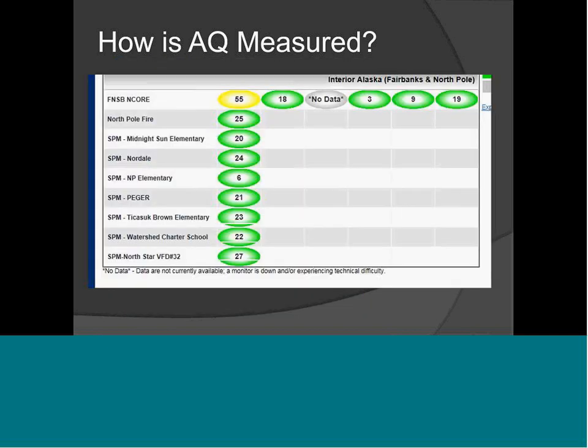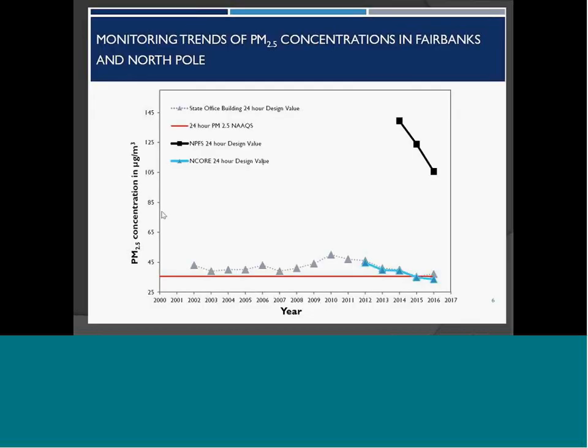Again, Nick, what are the numbers? Yeah, and so this has been a source of public confusion, and I understand why. We have a couple of different scales that we use. The first is in micrograms per meter cubed. That's the actual measurement. That's the mass-based measurement we get for concentration.